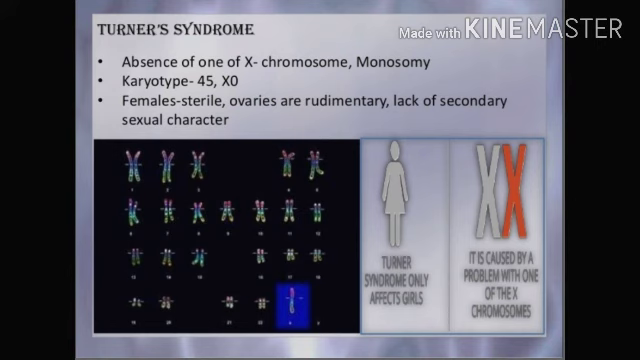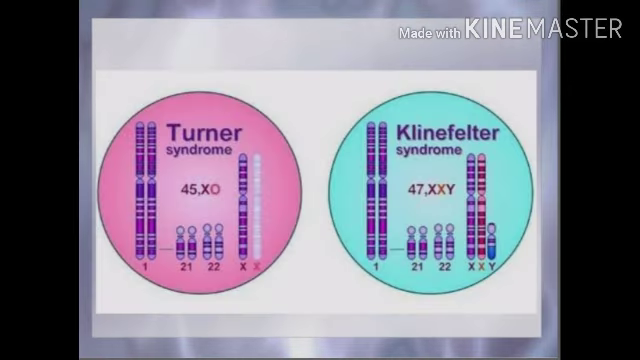Then Turner syndrome, in which there is absence of one of the X chromosomes, that means monosomy occurs. The karyotype is 45, that is XO. Female sterile, ovaries are rudimentary and lack of secondary sexual characters. These are Turner syndrome and Klinefelter syndrome. Here you can see monosomy and trisomy.